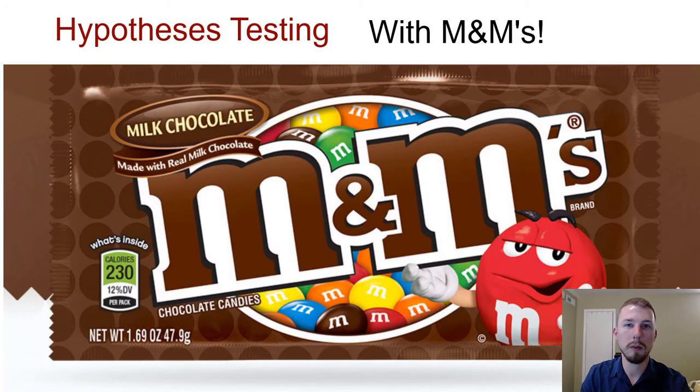Hello, welcome back. We're going to be moving on with our hypothesis testing to look at one and two-tailed tests. A good example of a two-tailed test will be what we're going to talk about today, which is testing the claim of M&Ms. Mars, the company that makes M&Ms, claims that 20% of all their M&Ms are orange, and we're going to open up a bag of M&Ms and test that claim.